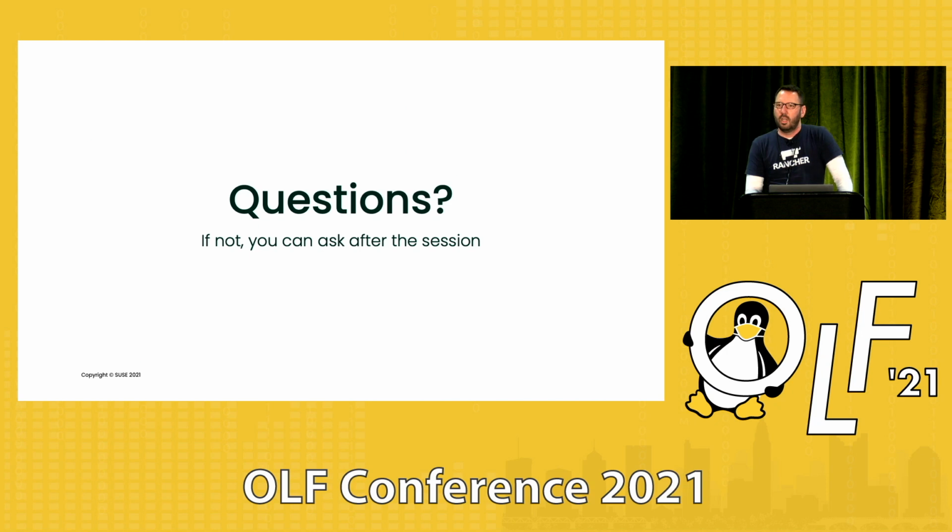I saw you wrote the policy with Rust and then run in Kubernetes, which is a Go environment. How do you feel these two languages work together? Can you repeat the question? You write the policy with Rust, and then it runs in Kubernetes, the Go language environment. So how do you feel they work with each other?